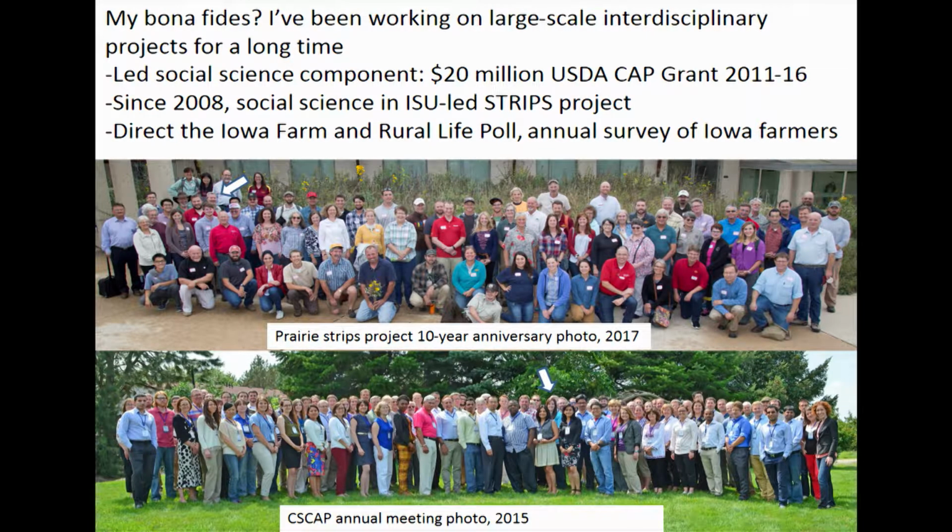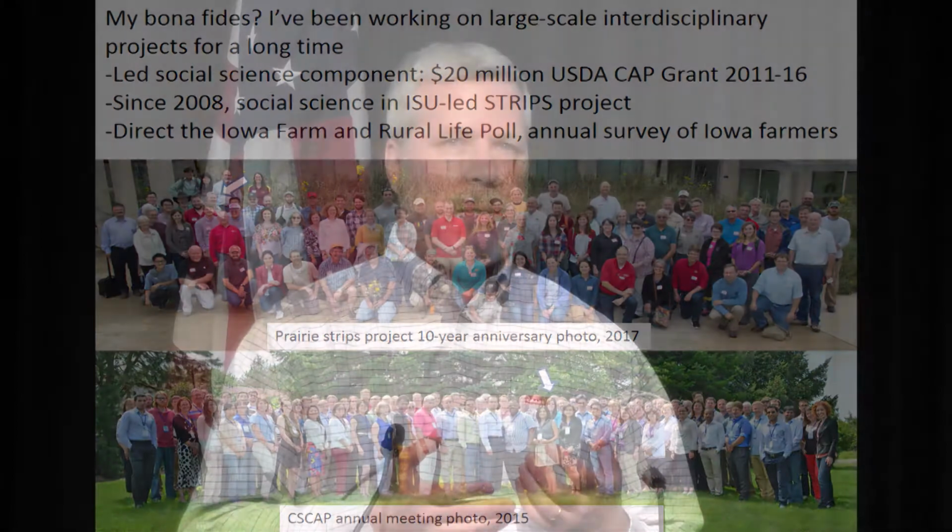A lot of the research was done here at OSU. And also, since 2008, I've been one of the social science leads on a project called the STRIPS Project at Iowa State University, an interdisciplinary multi-million-dollar project integrating prairie strips into row crop landscapes. I'll say a little bit more about that. And then I direct the Iowa Farm and Rural Life Poll, which is an annual survey of Iowa farmers. And I'll give a couple more details on that.